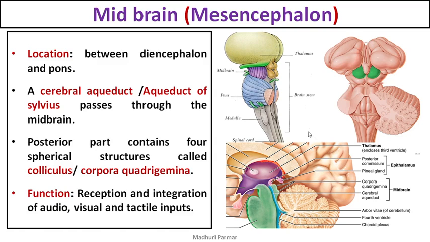The function is reception and integration of audiovisual and tactile inputs. Let us understand each word one by one. Reception means to receive. You are receiving the signals. Then integration, you are combining all of these signals. Which signals? They could be audio, meaning sound, acoustic. Then visual, whatever you are seeing, sight. And tactile. Tactile is touch.